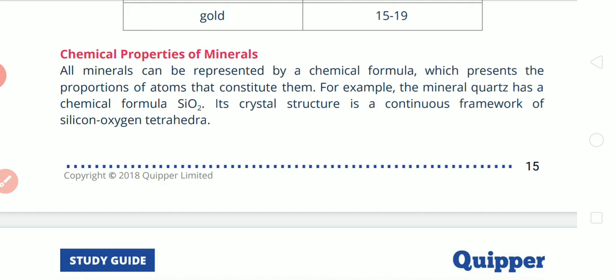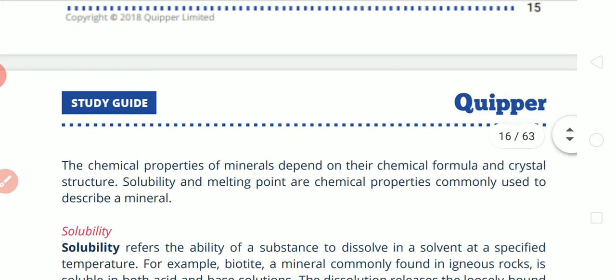Now all minerals can be represented by a chemical formula which presents the proportions of atoms that constitute them. For example, the mineral quartz has a chemical formula of silicon and oxygen. Its crystal structure is a continuous framework of silicon-oxygen tetrahedra. The chemical properties of minerals depend on their chemical formula and crystal structure. Solubility and melting point are chemical properties commonly used to describe a mineral.